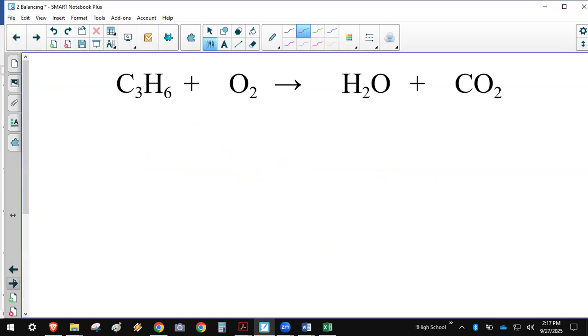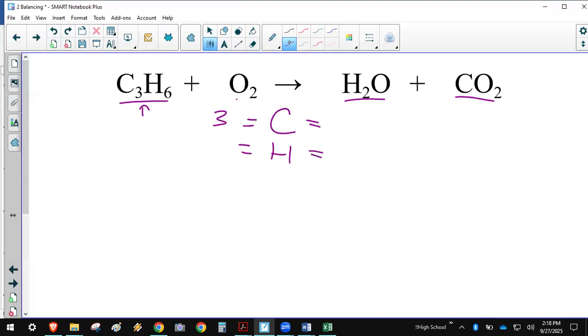All right, this last one is a bit of a harder one. You might have a few that look like it, but if you follow my steps, you'll find they're not that bad. So this is when you have a combustion reaction. You have a fuel added to an oxygen will always produce water and carbon dioxide. And these combustion reactions always start with your hydrocarbon.